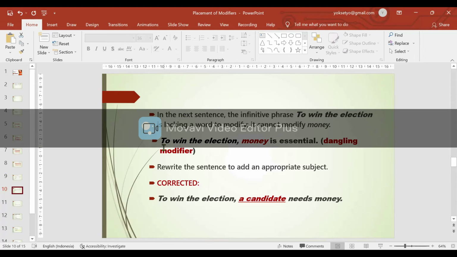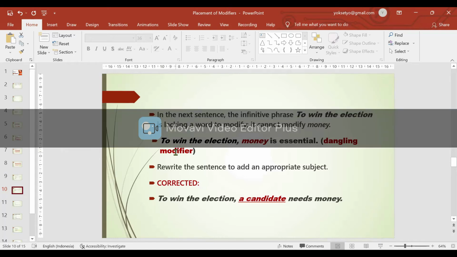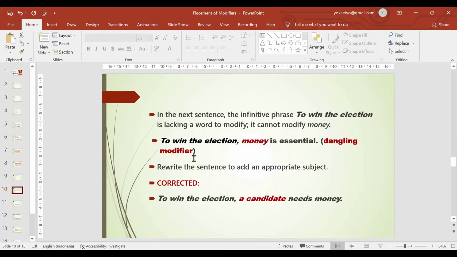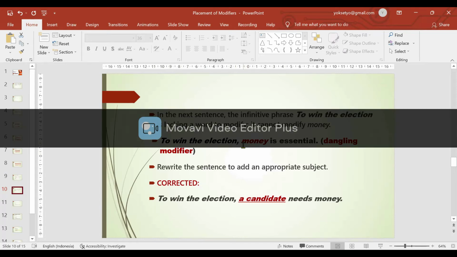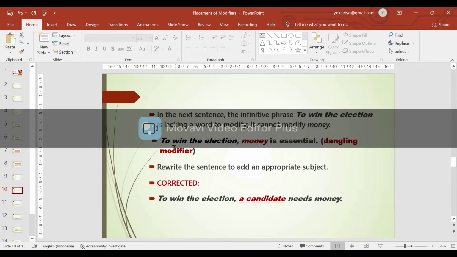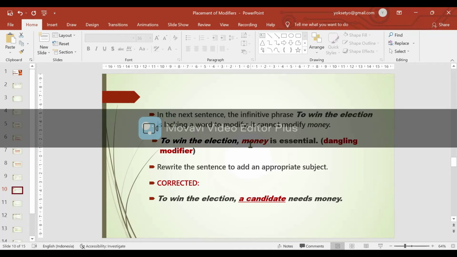So you can see that the first clause is a non-finite clause, right? Yeah, by using to-infinitive. And then the second clause, money is essential. The subject is money. But you see that the subject is not the same. Yeah, because who wins the election? It must be someone, right? To win the election, it must be someone who wins the election, not money, right?